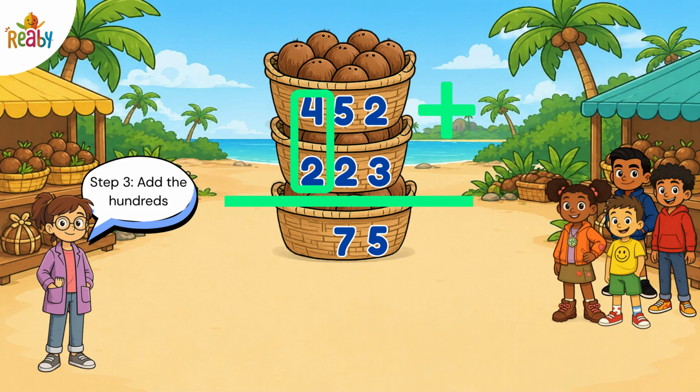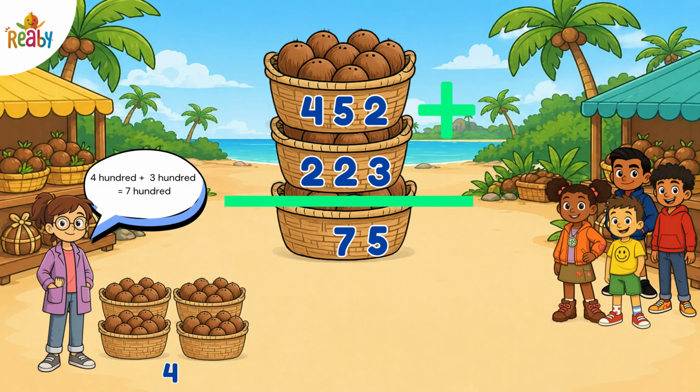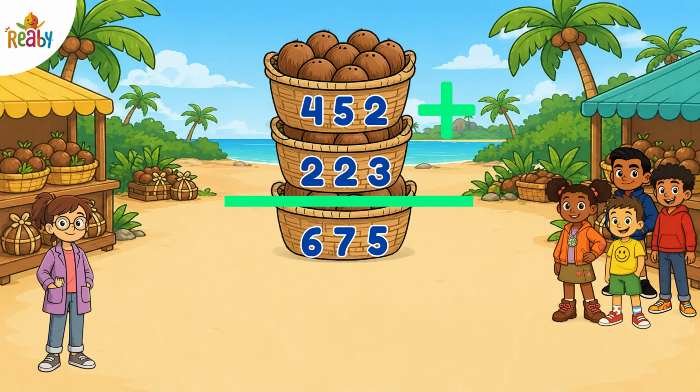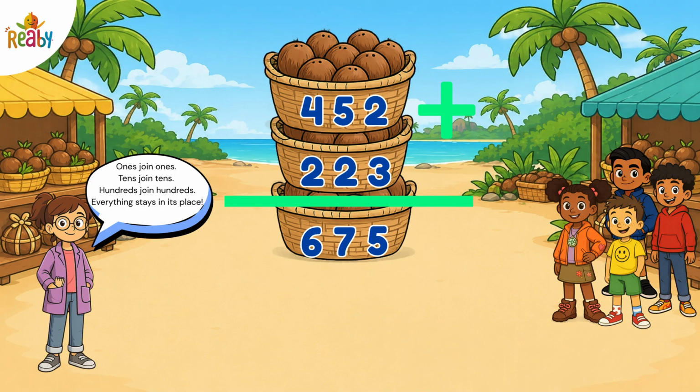Step 3, add the hundreds. 400 plus 200 equals 600. So the answer is 675. Ones join ones, tens join tens, hundreds join hundreds. Everything stays in its place.